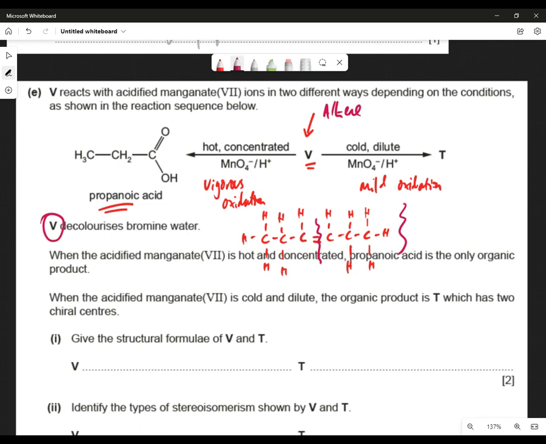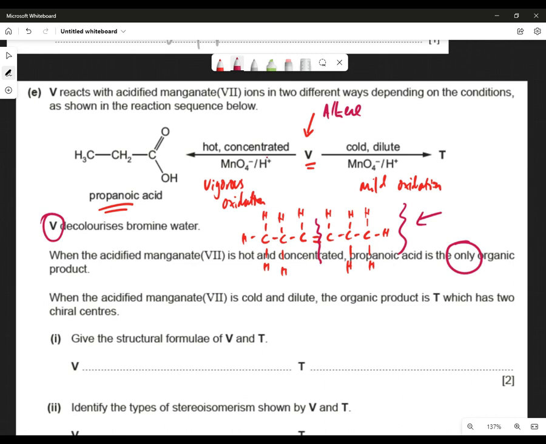When acidified manganate is hot and concentrated, propanoic acid is the only organic product. So it must be a symmetrical alkene, and we're right, aren't we? It must be this. All right. When the acidified manganate is cold and dilute, the organic product is that, which has 2 chiral centers. Give the structure of formula V and T.